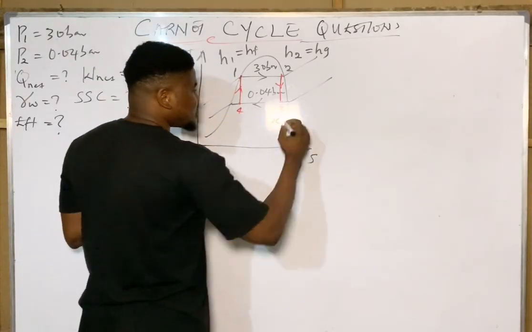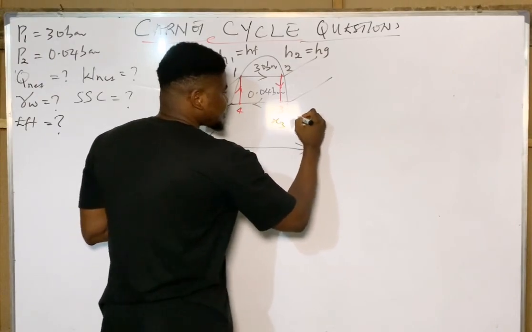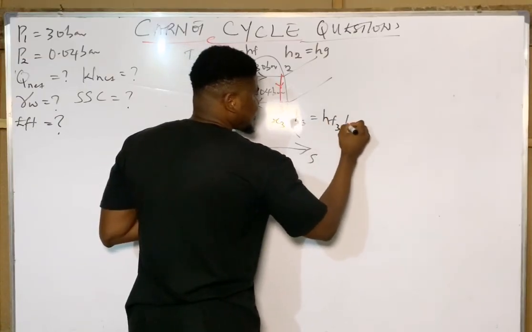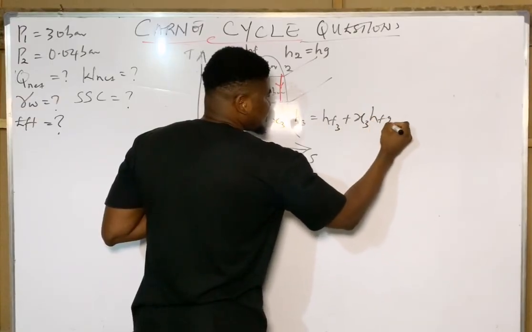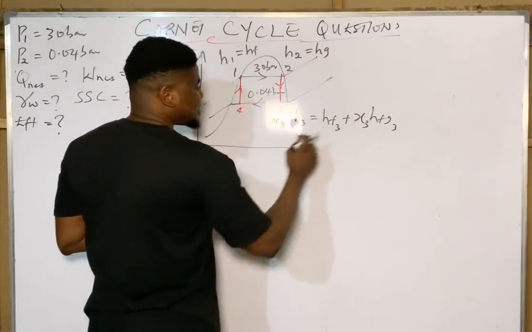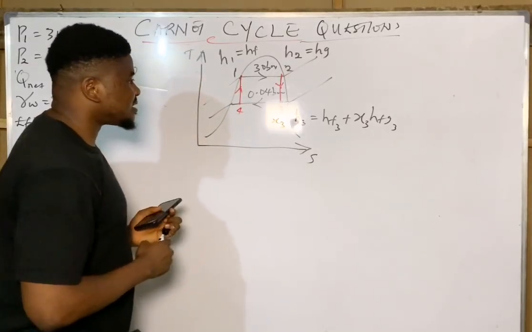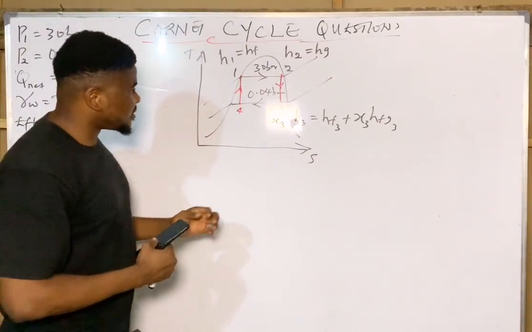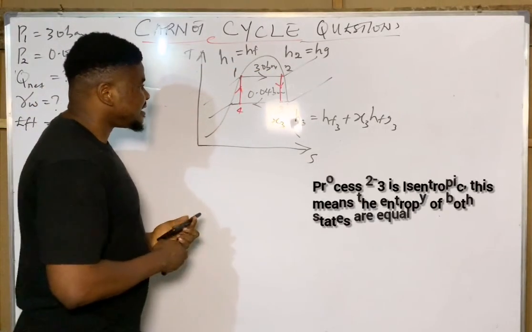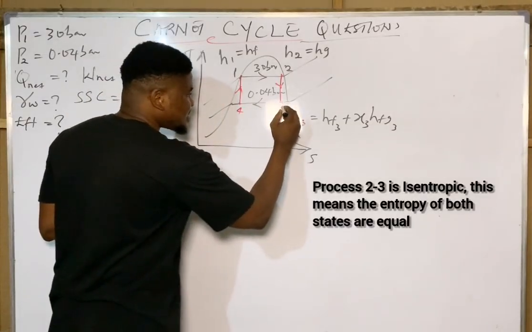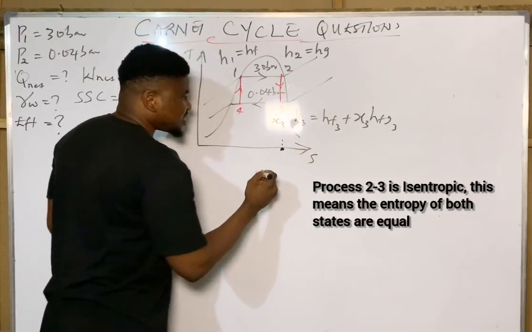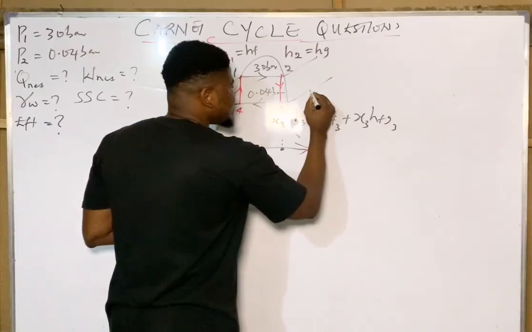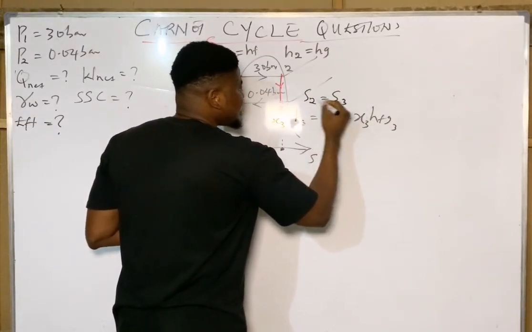With this, we can find our H3, which is equal to Hf3 plus X3 Hfg3. But the problem now is to find our dryness fraction. The only way we can do that is by employing the isentropic condition that is seen on the board. State 2 and state 3 is a reversible adiabatic process. If you trace them down, it touches the entropy line, which means state 2 and state 3 is a constant entropy process. That simply implies that the entropy at state 2 is equal to the entropy at state 3.